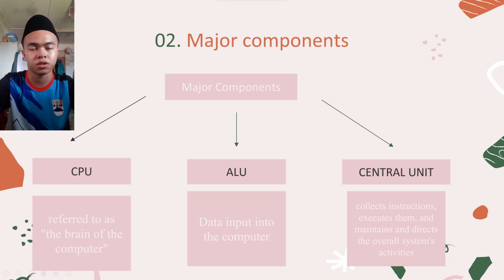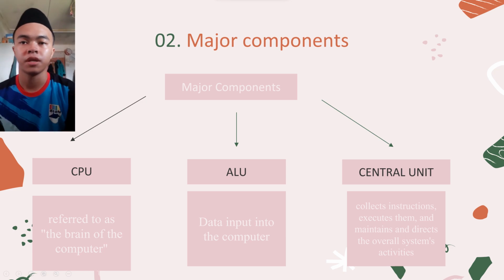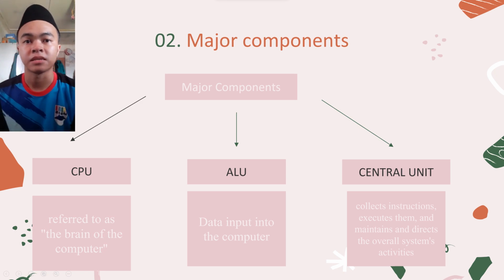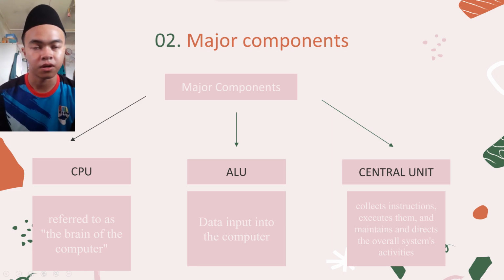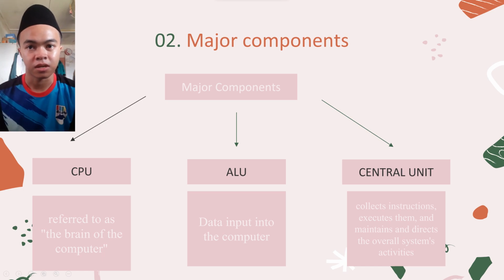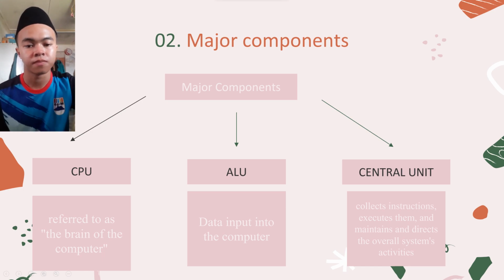CPU stands for central processing unit. It refers to the brain of the computer. It regulates the operation of all computer components. It is made up of two parts: the arithmetic logic unit (ALU) and the control unit. The control unit is the component of the CPU that collects instructions, executes them, and maintains and directs the overall system activity. It has functions such as managing all computer activity, sending data to the arithmetic logic unit, and more.